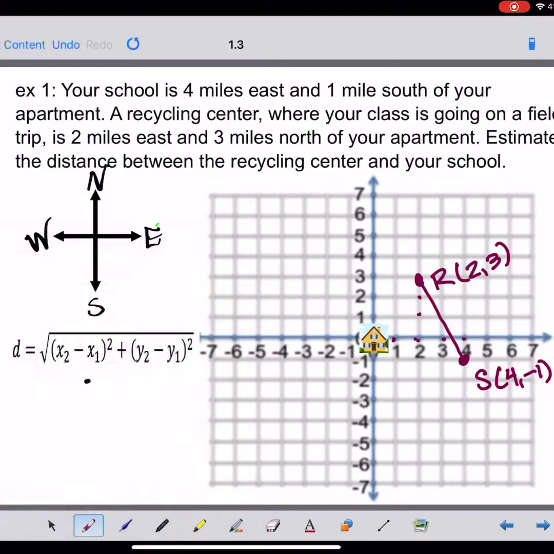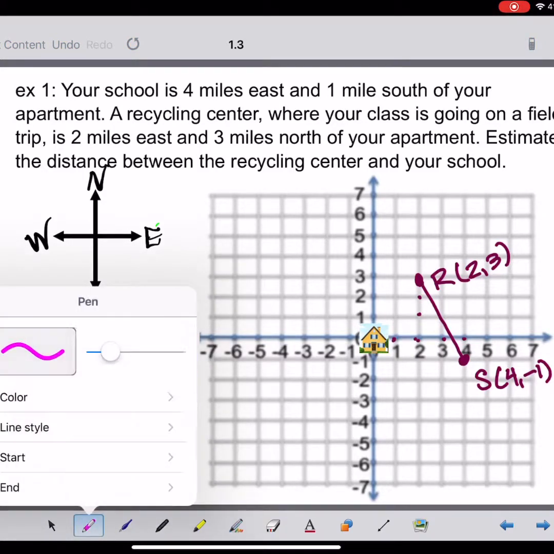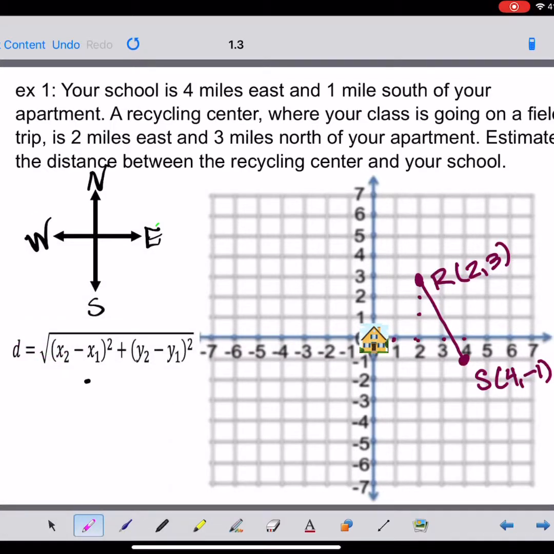So I'm going to label the school as my first coordinate, x1, y1. The ones simply are subscripts. They don't have anything to do with multiplying or squaring or whatnot. And then the recycling place is x2, y2. And we're going to fill that in. We're going to substitute into our distance formula.